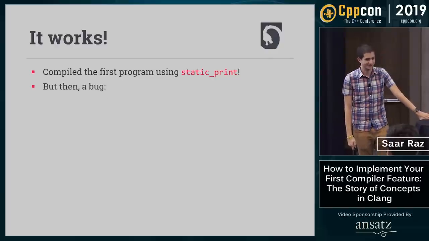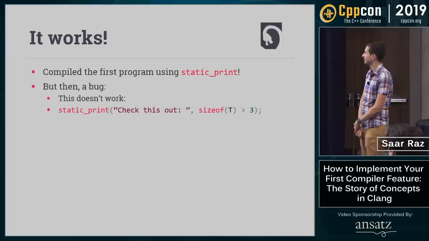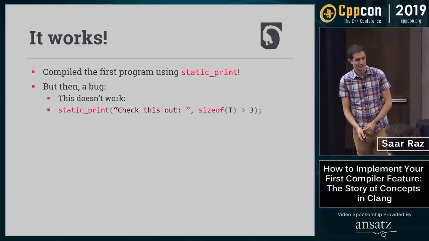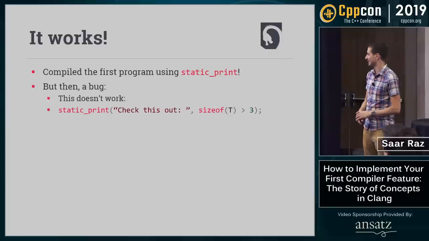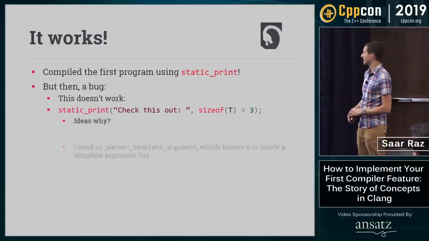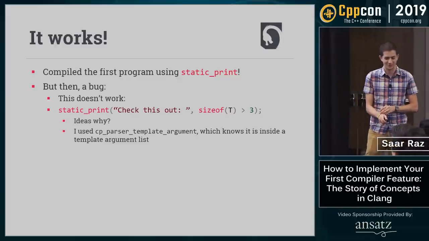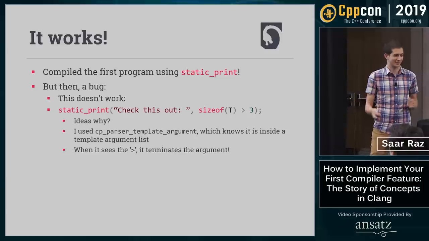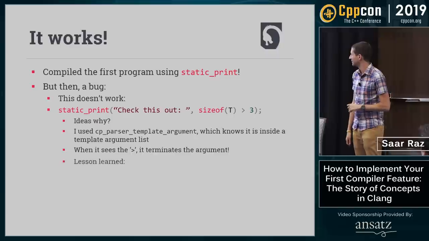But then there was a bug. This code does not work. And I'll give you a hint. If you try to print out whether size of t is equal to 3, it does work. So we used a CP parser template argument to parse this size of t is greater than 3. And when it sees the greater than, it says, OK, that's the end of the template argument, and doesn't continue to parse anything.